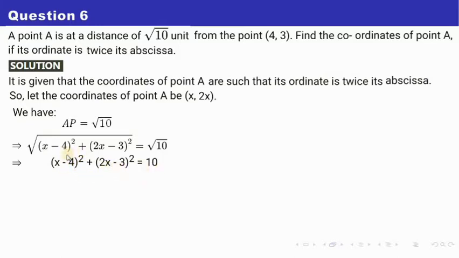Now since you have already learnt the expansion chapter, you have to apply the a minus b whole square formula. We know that a minus b whole square can be written as a square minus 2ab plus b square, and what is a here? a is x and b is 4. So that's what is done here: a square minus 2ab, b is 4, plus b square.